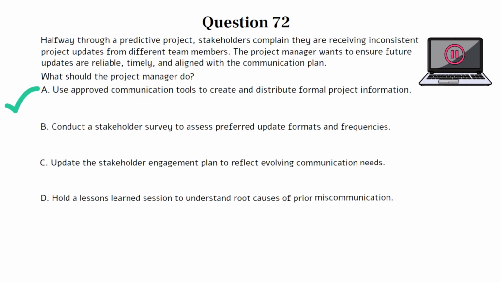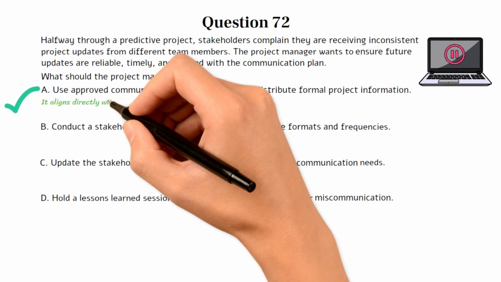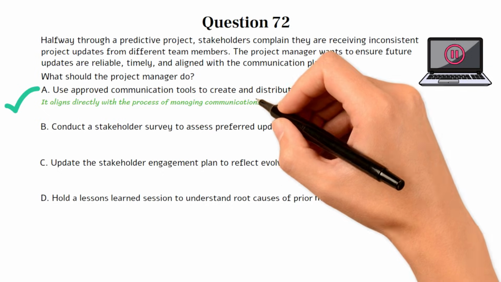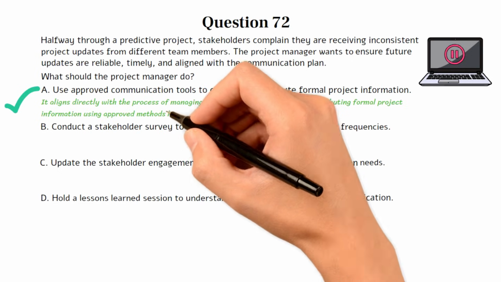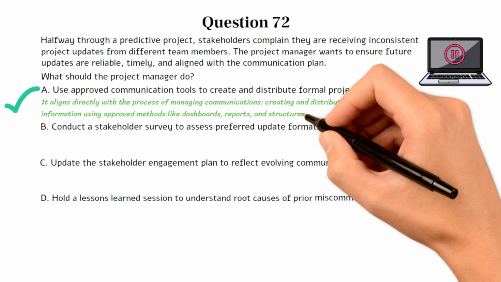This question tests your knowledge of the managed communications process in predictive projects. At this stage, the focus is on executing the communication plan, delivering accurate, consistent information through the correct channels. Choice A is the best option because it aligns directly with the process of managing communications, creating and distributing formal project information using approved methods like dashboards, reports, and structured updates.